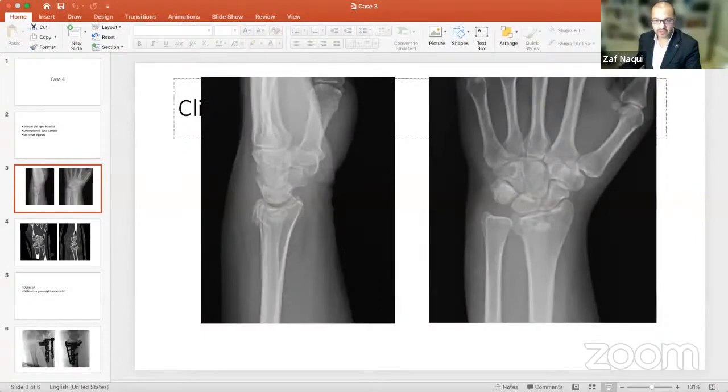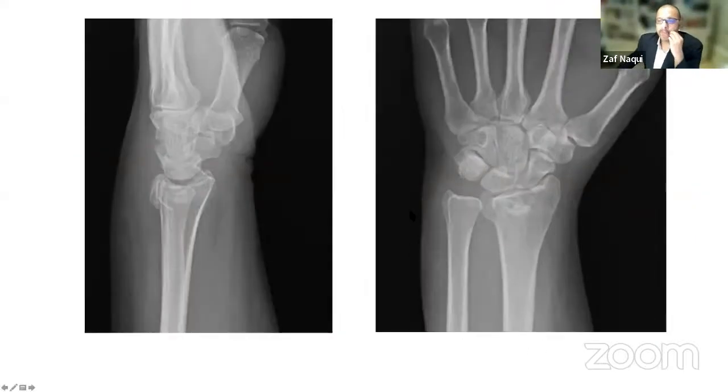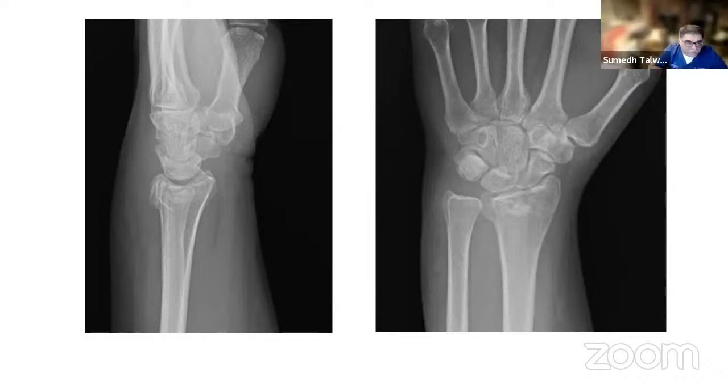Okay, let's have a look at this one. First comments on the fracture, Sumit? Yeah, so it looks like a significant intra-articular injury. It looks more than likely that the lunate fossa is involved.